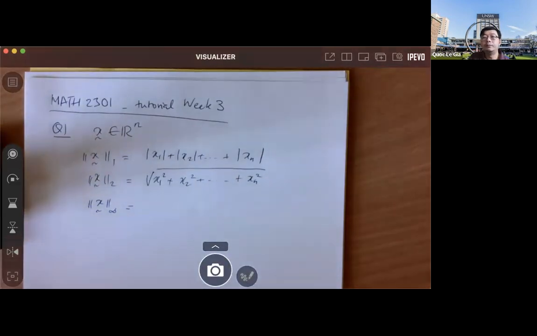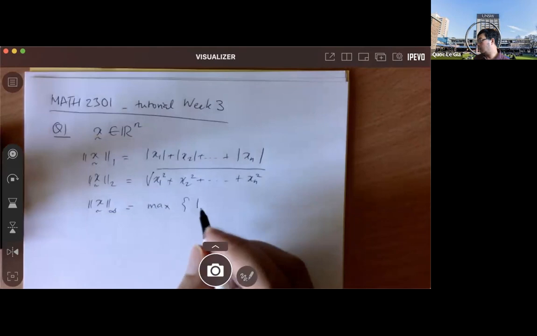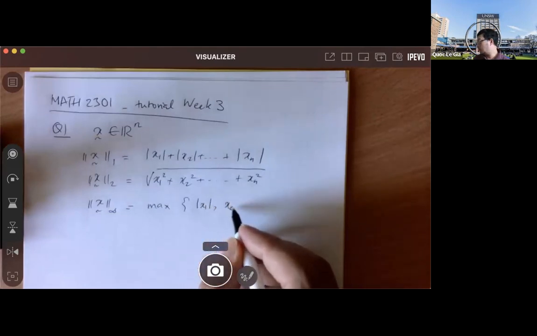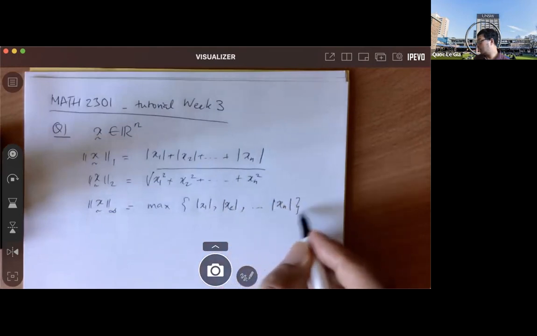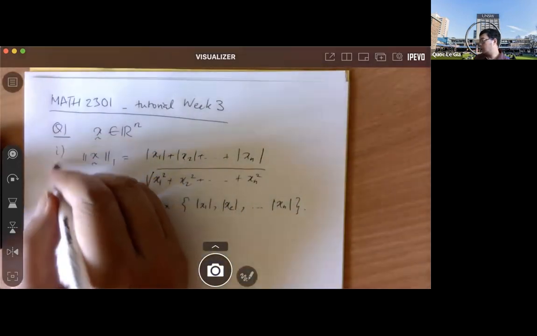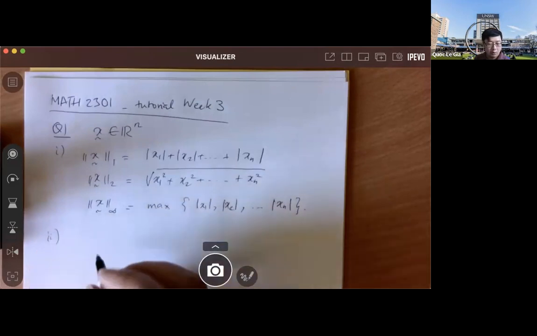So the infinity norm, then you just have a max, and do not forget the absolute value of x1, x2, because it could be a negative number, up to xn. Max value of those things. Okay. So this is just the definition. So how about now? How do you plot the unit disk?